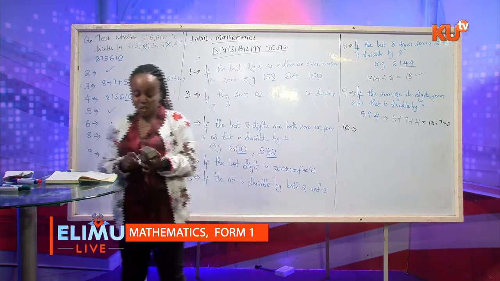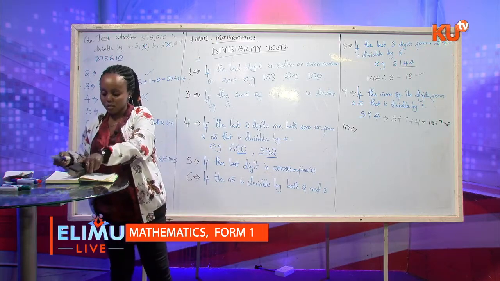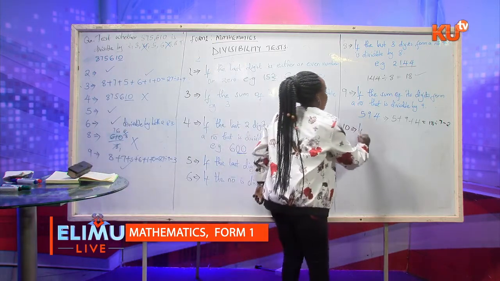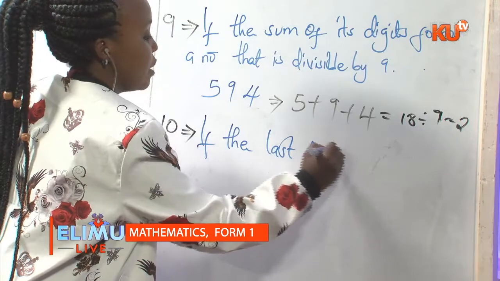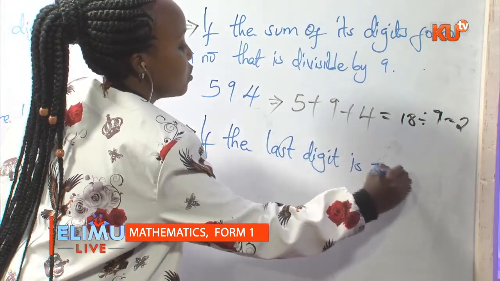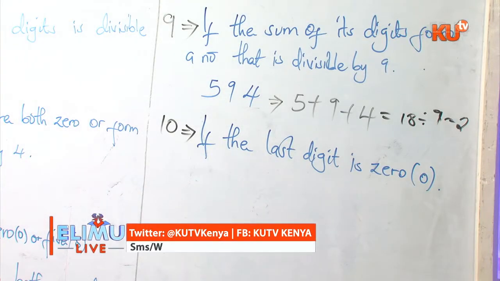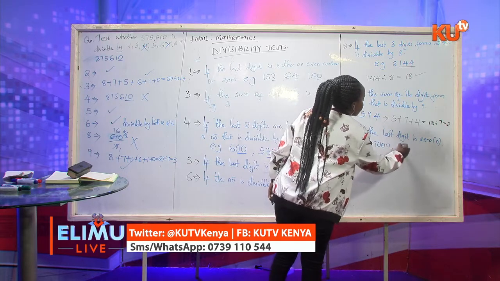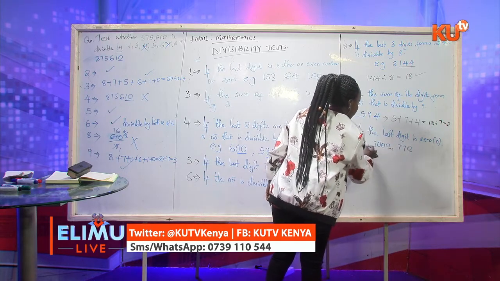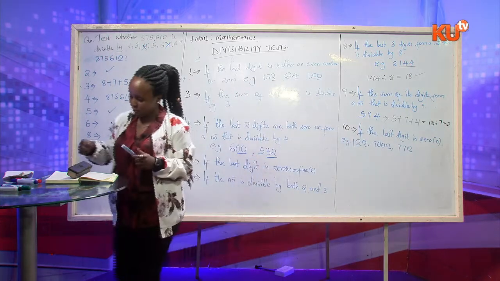A number is divisible by 10 if the last digit is 0, just that. 10 is easier. So to know that a number is divisible by 10, you just have to look at the last digit. It should be 0, not any other number. For examples, 120, 7,000, 770: as long as the last digit is 0, those numbers are divisible by 10. That one is simpler.